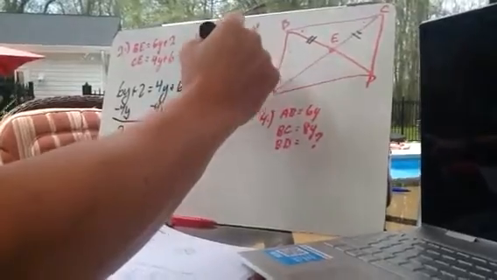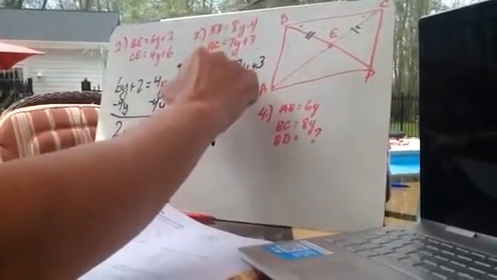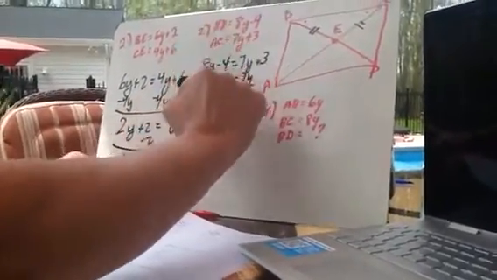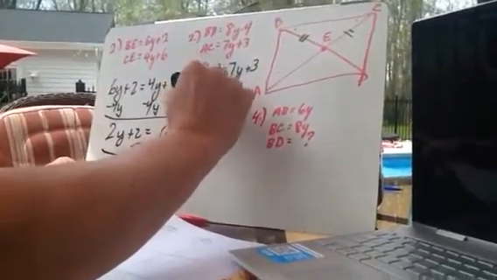Did I copy this down wrong? I'm sorry, guys. This was a 4 right here. Okay, I apologize. You guys are yelling at me. That's good.